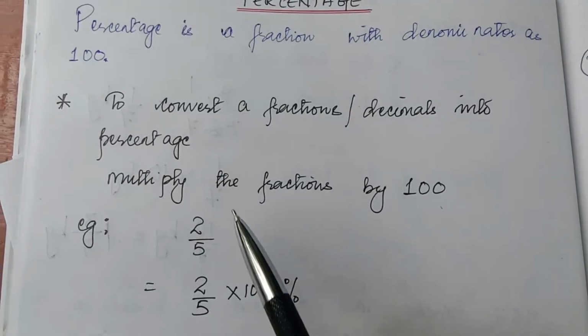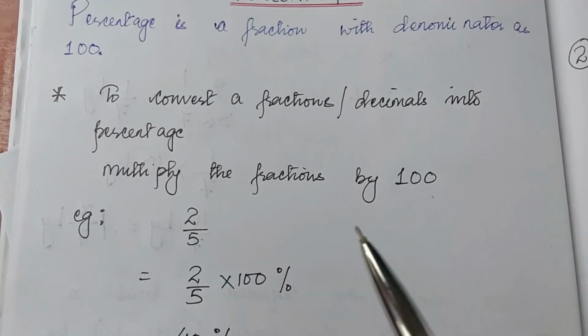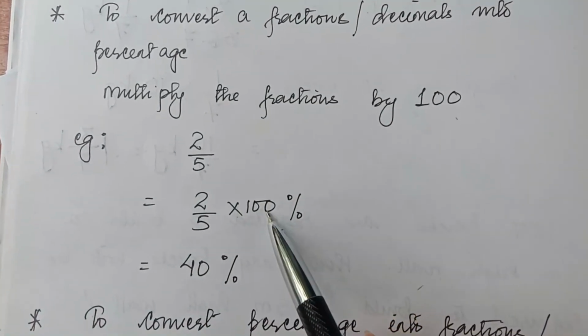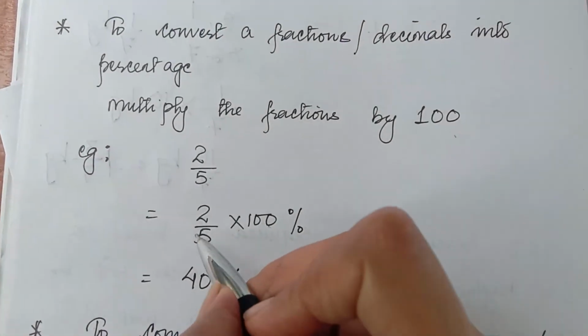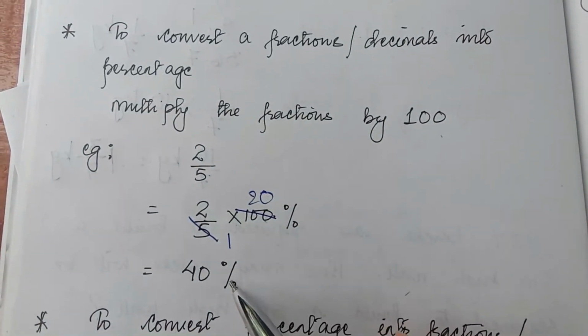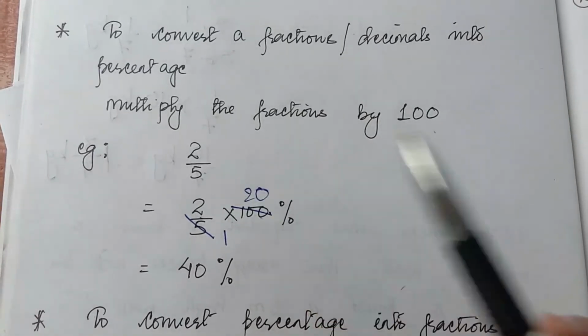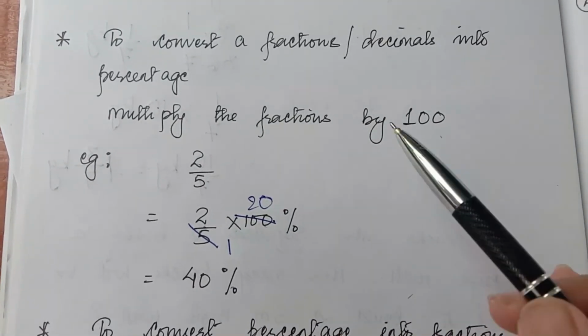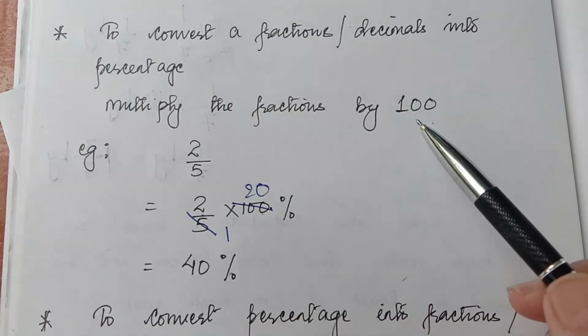If the question is 2 by 5, you have to find percentage, right? So to find the percentage of this fraction, we will multiply by 100 every time. So 5 ones are 5, 5 twos are 10, 0. So 2 into 20, 40 percentage. So 2 by 5 is 40 percentage. Now, to convert into percentage, we will multiply by 100.